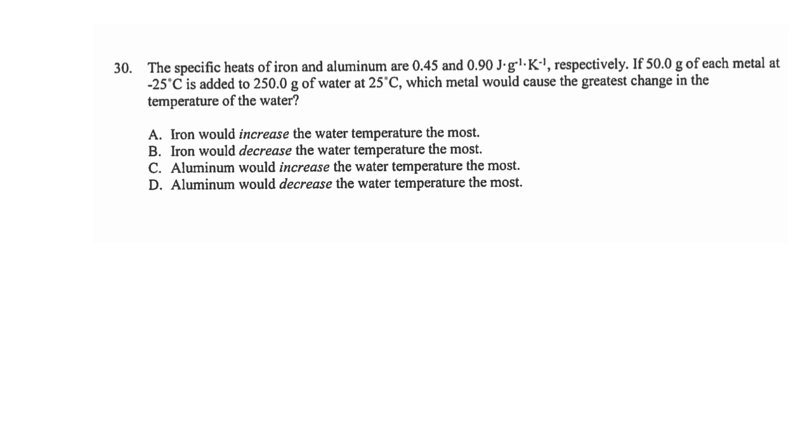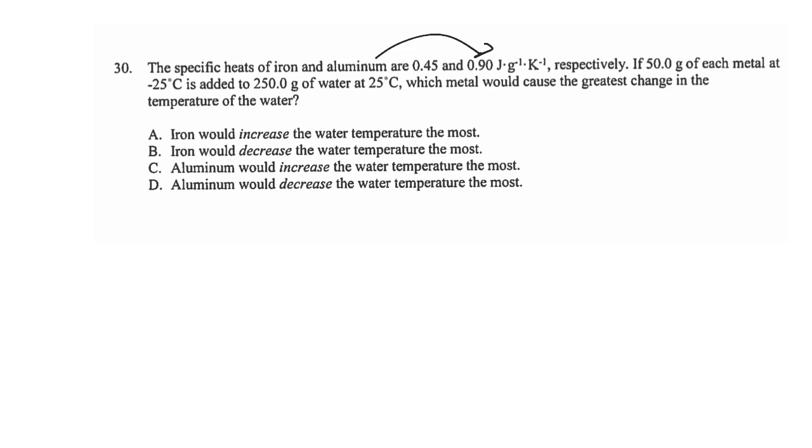All right, so let's take a look at this one. So we have iron and aluminum. Specific heat's given. Aluminum has the greater specific heat. If you have equal quantities of each metal at minus 25 degrees, and then they're added to water at 250.0 grams at 25 degrees C, which metal is going to cause the greatest change in the temperature of water? So will iron increase the temperature the most, or decrease it by the most, or will aluminum increase the temperature by the most, or decrease it by the most?